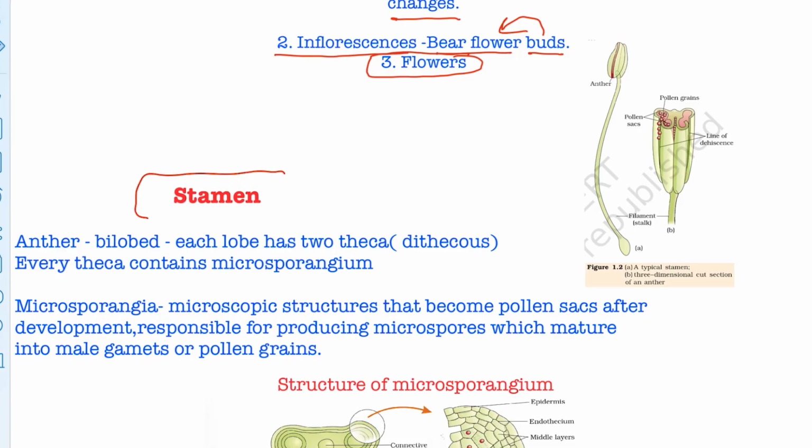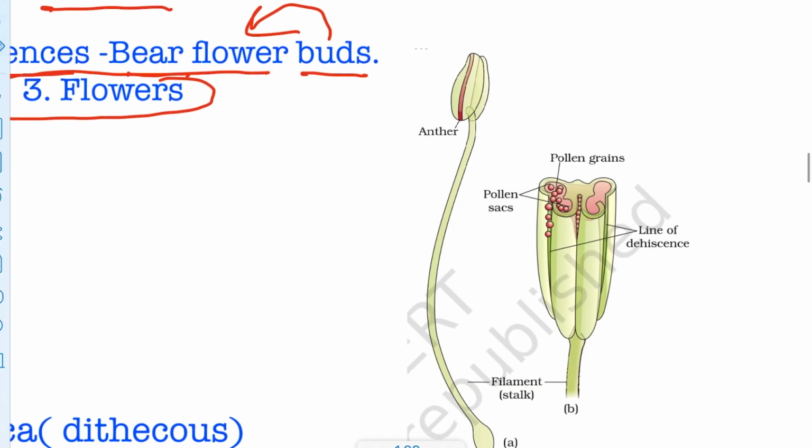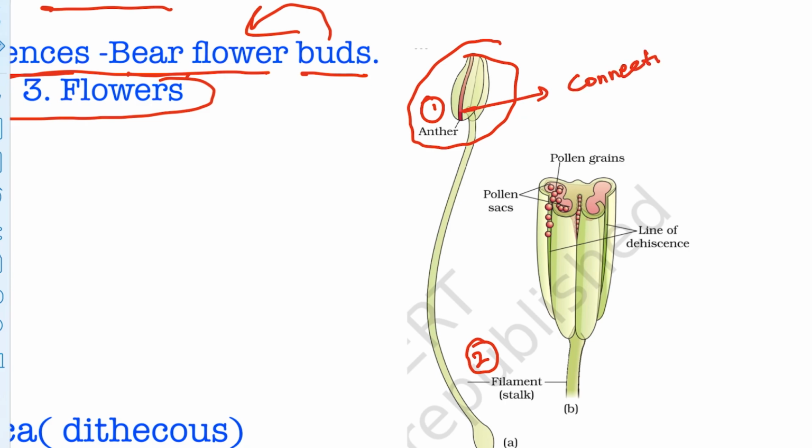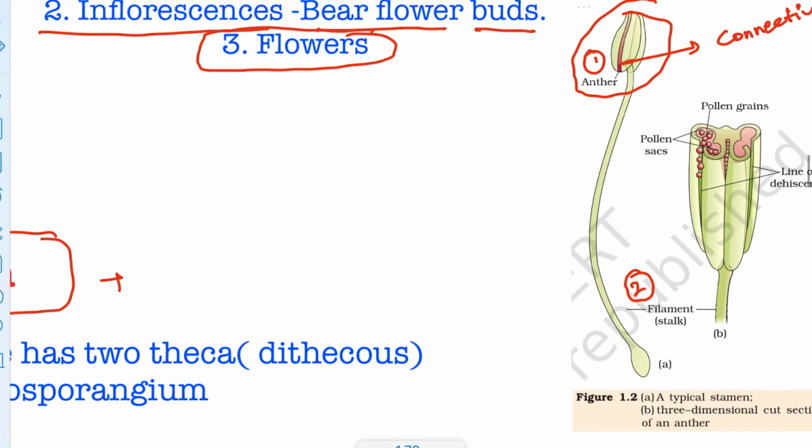So today we are going to discuss the male reproductive organ and how it is formed. Okay, so let's first talk about stamen. So here is a diagram of a stamen. We just talked about stamen, it contains two things. First one is anther and second one is filament. Okay, and both are connected through a structure known as connective.